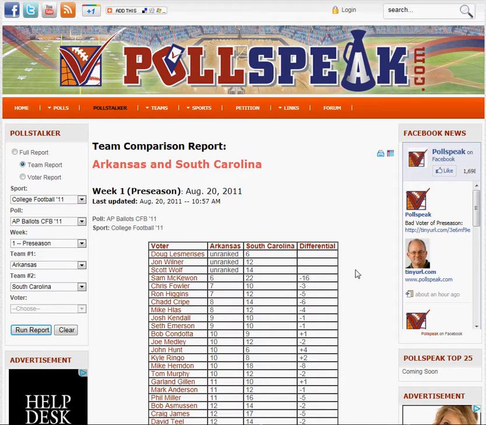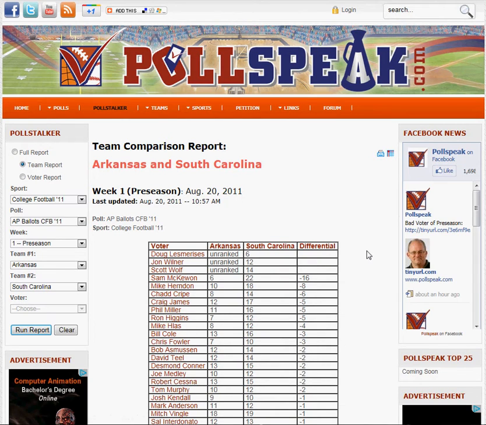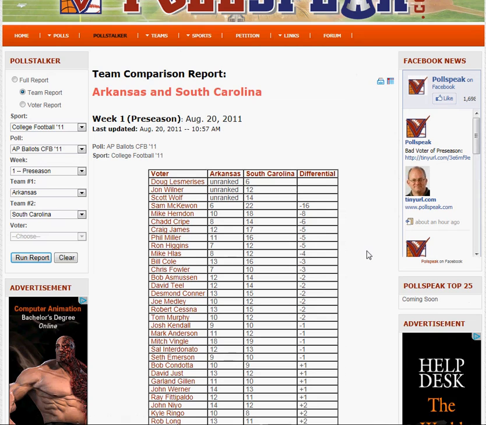In fact, one of the things that we like to do is sort by the differential. Now, this isn't particularly useful in the preseason, but it can be useful later on in the season when you want to compare two teams who played each other. This allows you to see if the voter is ranking the team that won higher or lower than the team that lost.